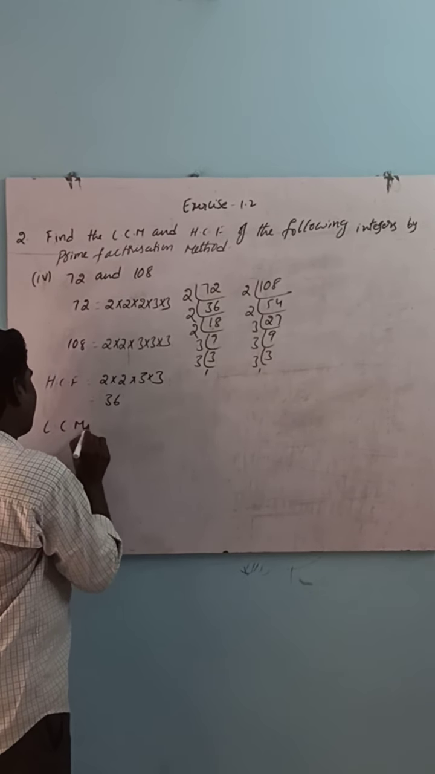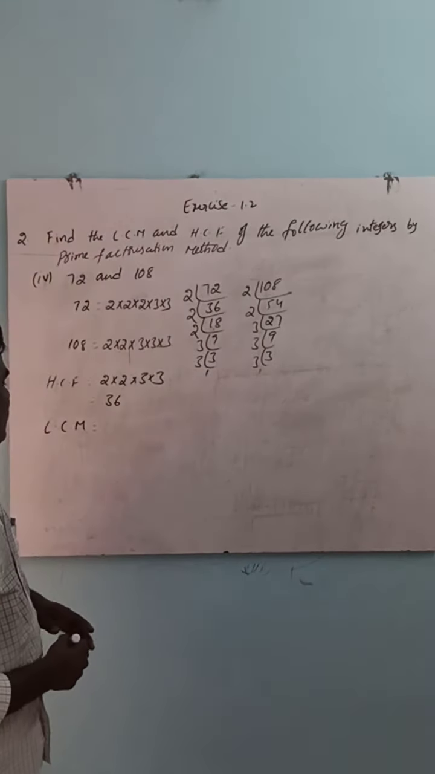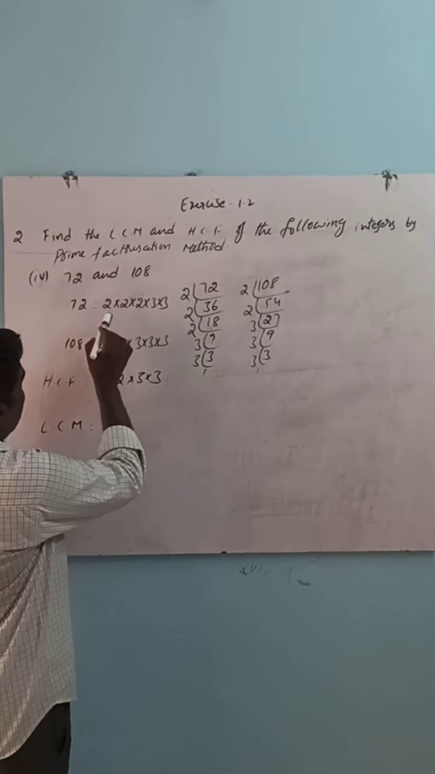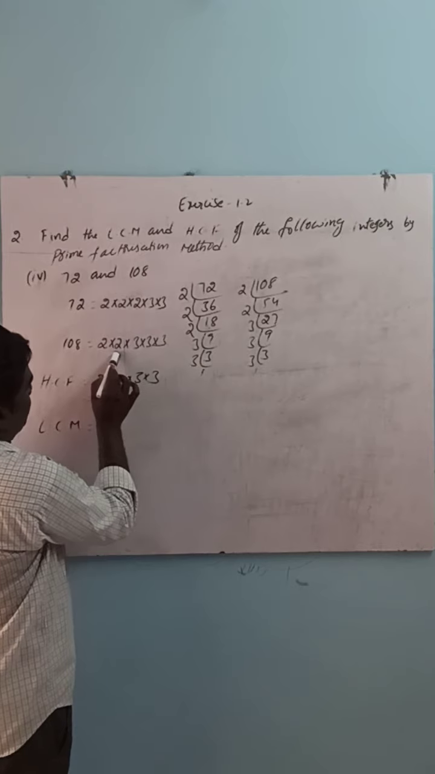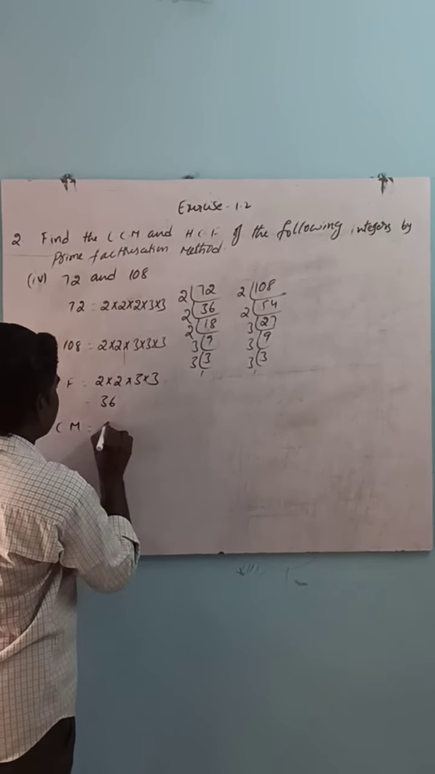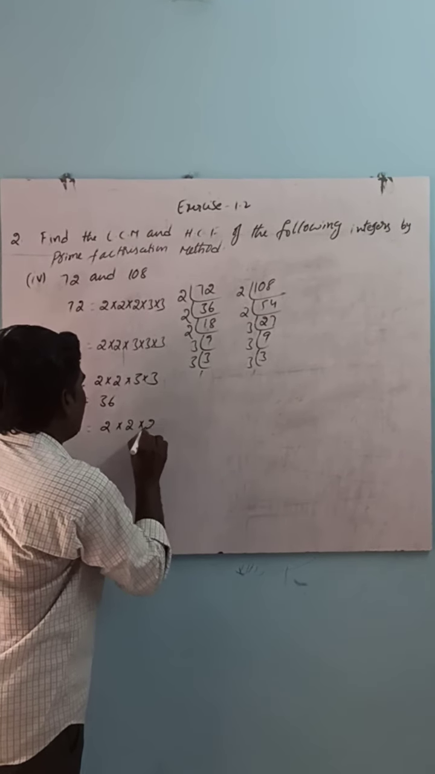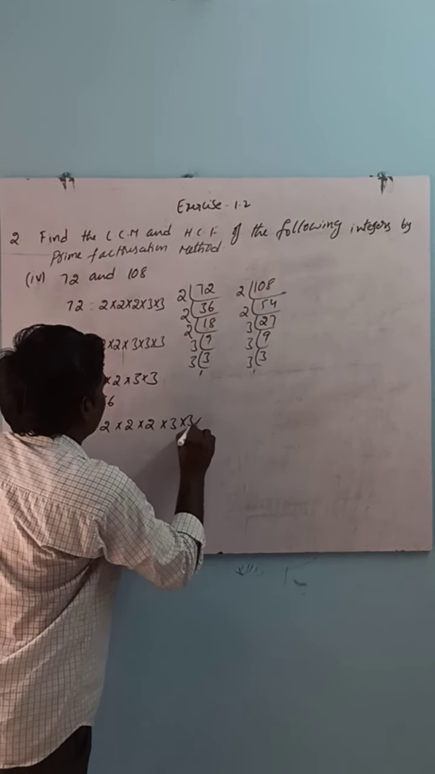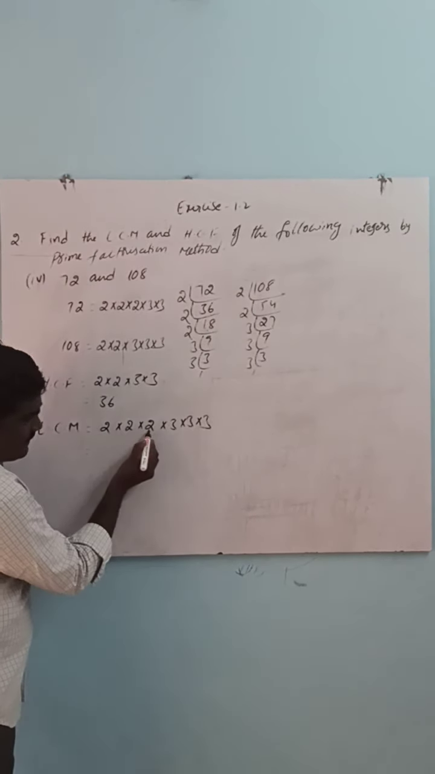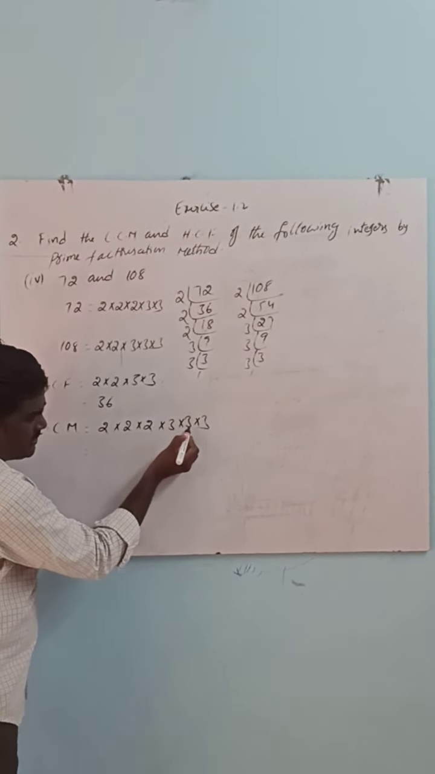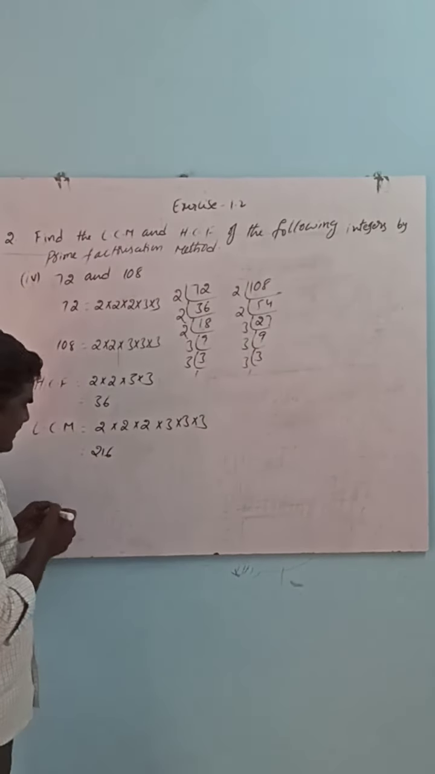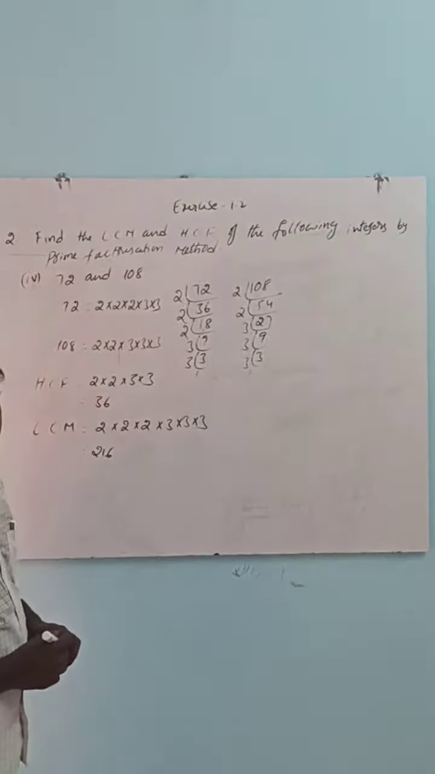Next, LCM. Here it is quite the opposite of HCF: the highest multiple of all factors. So for the highest multiple, 2 is multiplied 3 times here, 2 times there. 3 is 2 times here, 3 times there. So the highest is 3 times. 2 into 2 into 2 into 3 into 3 into 3. So 2 2s are 4, 4 2s are 8, 8 3s are 24, 24 3s are 72, 72 3s are 216. So the LCM is 216, HCF is 36.